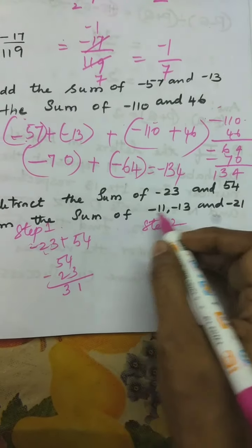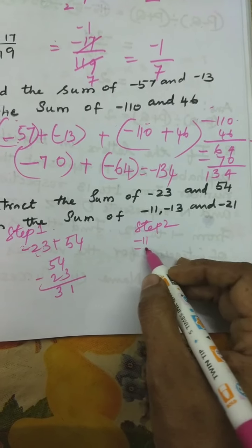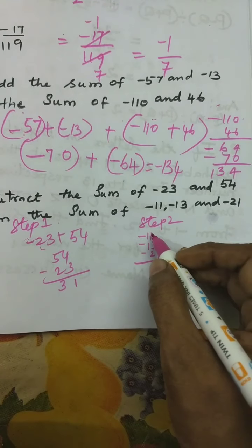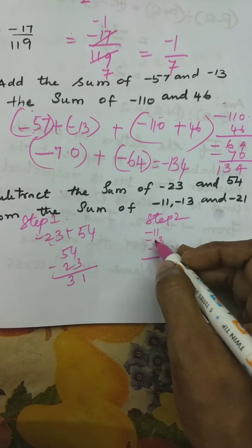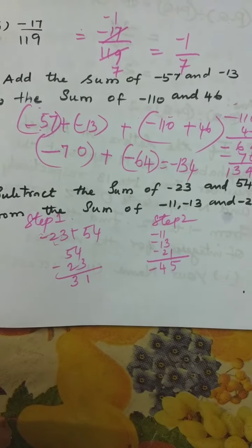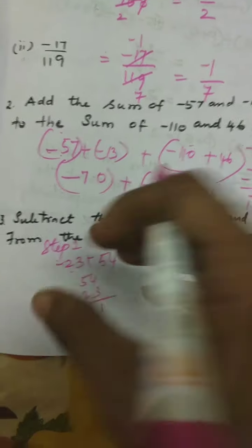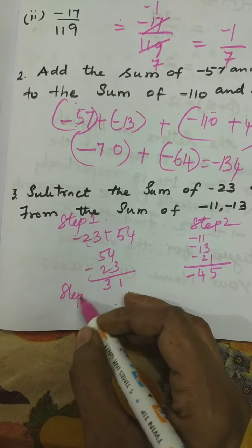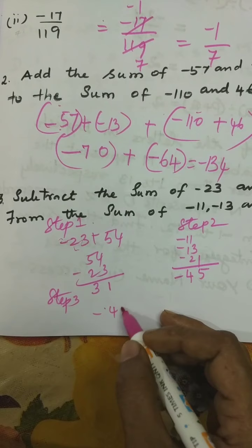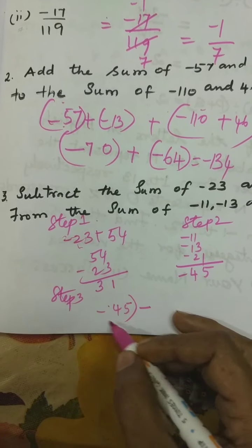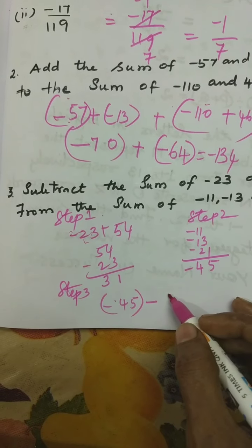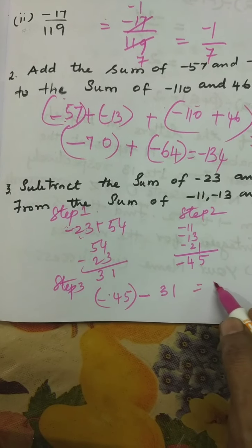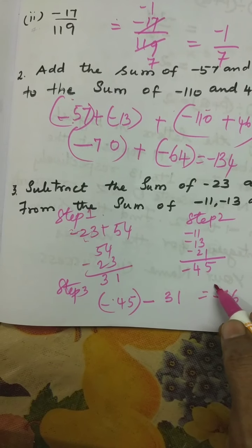Here you have to add these all. Minus 11, minus 13, minus 21. You have to add all these. 4, 5, 2, 4, 45. From this, you have to subtract this. So step 3 is minus 45 minus, you have to subtract, no? So you have a minus symbol 31. Both are minus. The answer is 76. It is minus 76.